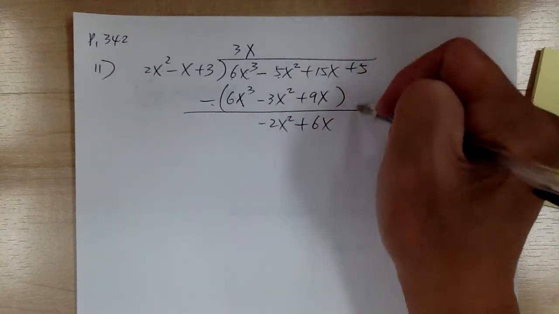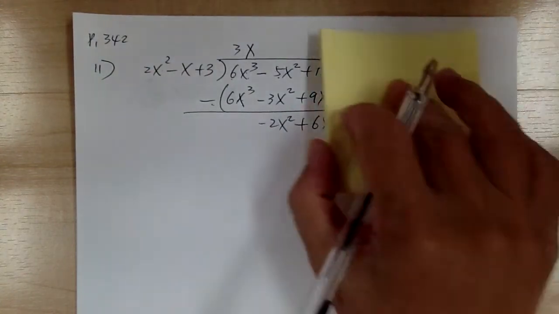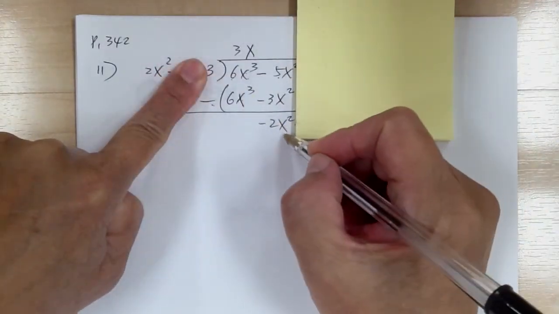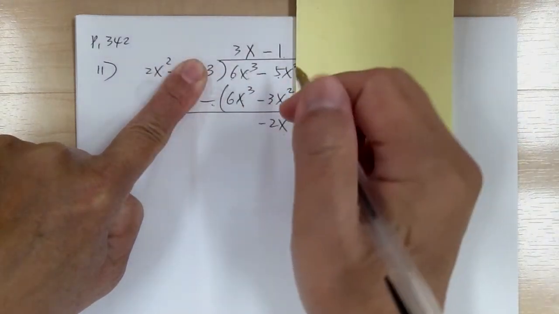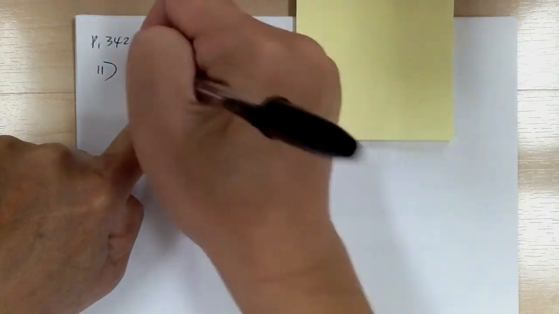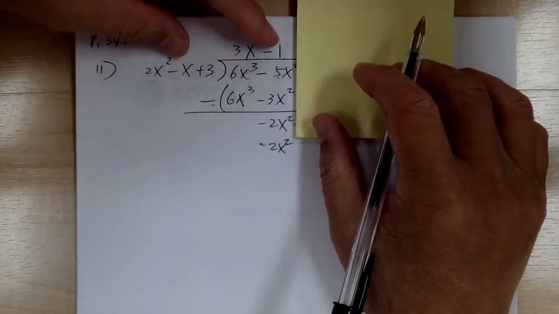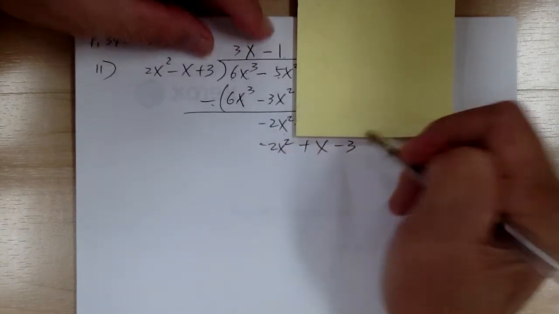So once you subtract, you drop the next term. Again, over here, you look at the first term only. So 2x squared minus 2x squared, so you need to have a minus 1. Minus 1 times 2x squared gives you negative 2x squared. And again, the next term will give you plus x. The next term will give you minus 3.